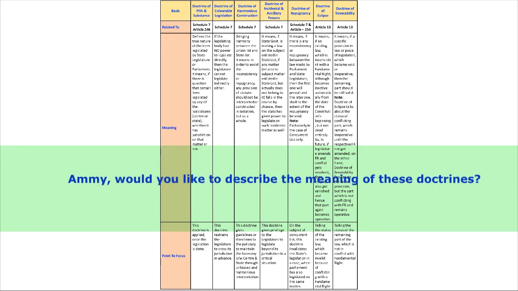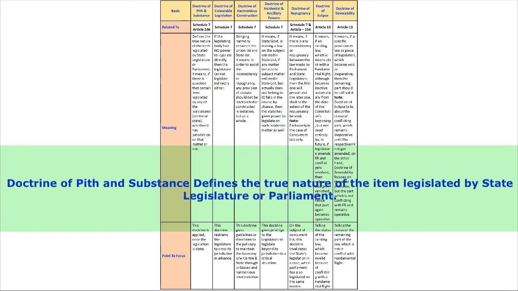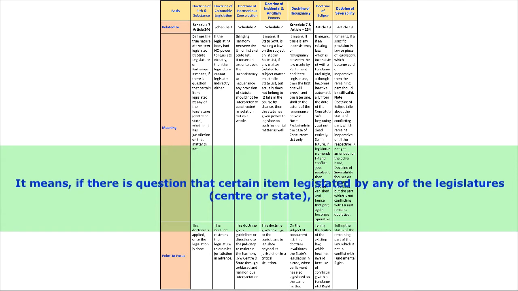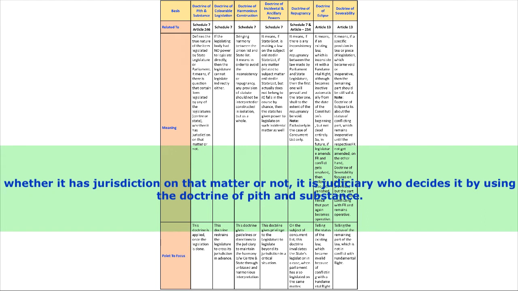Amy, would you like to describe the meaning of these doctrines? Sure, George. Doctrine of Pith and Substance defines the true nature of the item legislated by the state legislature or Parliament. It means, if there is a question whether a certain item legislated by any of the legislatures, central or state, has jurisdiction on that matter or not, it is the judiciary who decides it by using the doctrine of Pith and Substance.